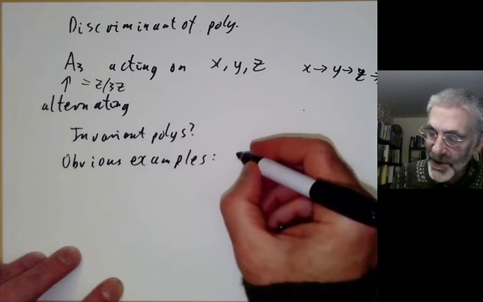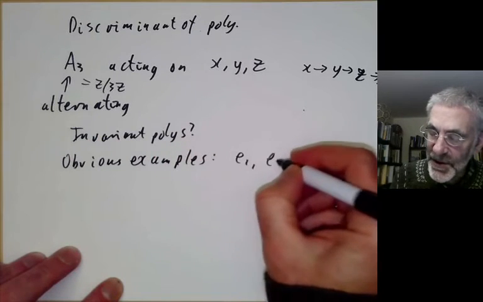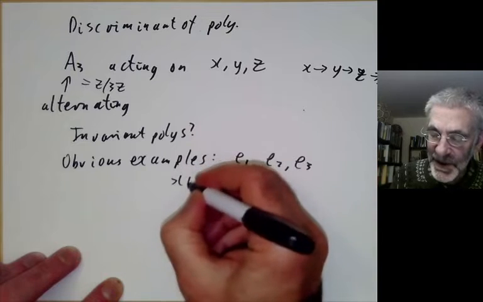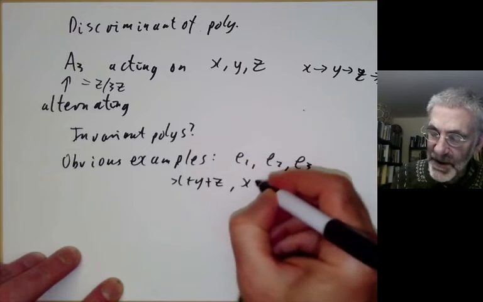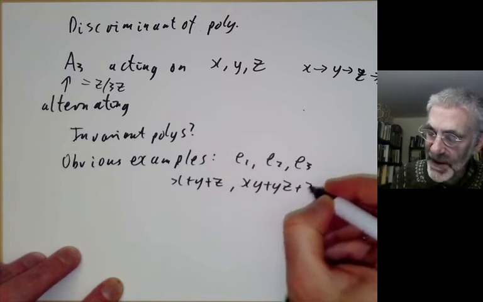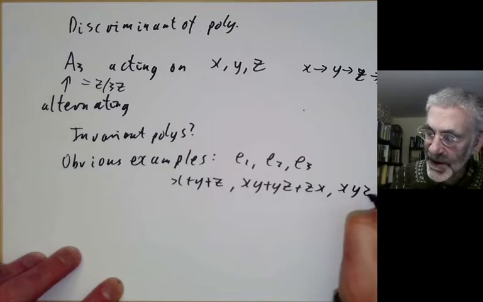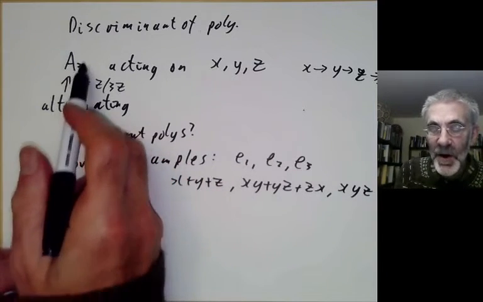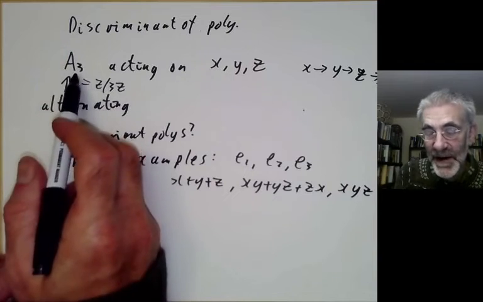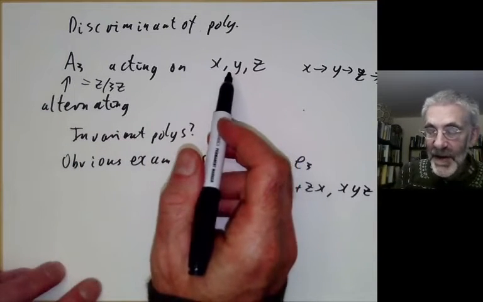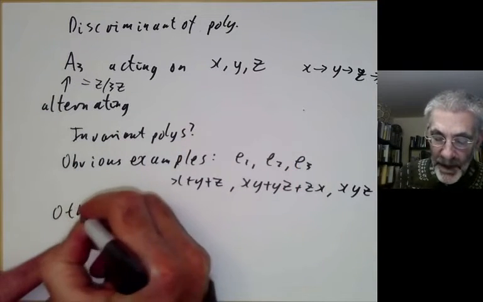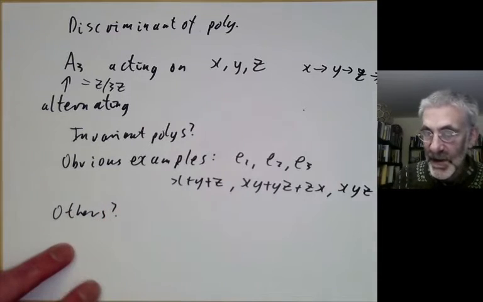We can take the elementary symmetric functions e1, e2, and e3, which are x plus y plus z, xy plus yz plus zx, and xyz. So these are actually invariant under the whole symmetric group, which is bigger than A3. And we want to know if there are any other invariants. So what others can we get?